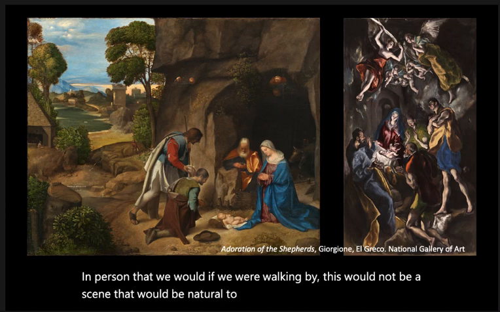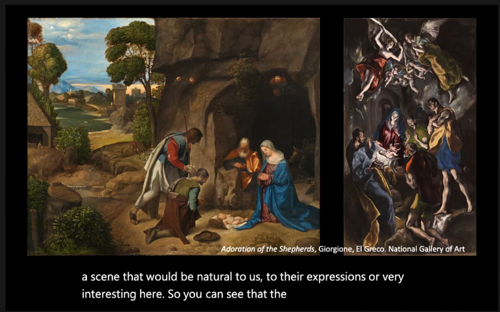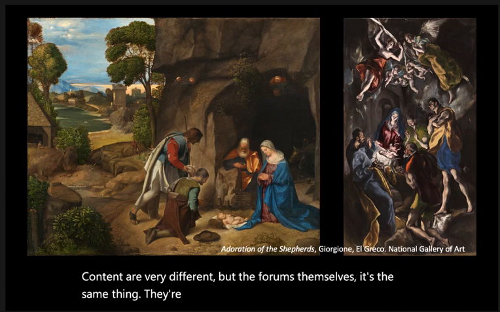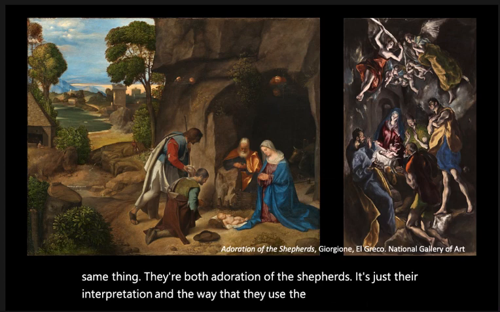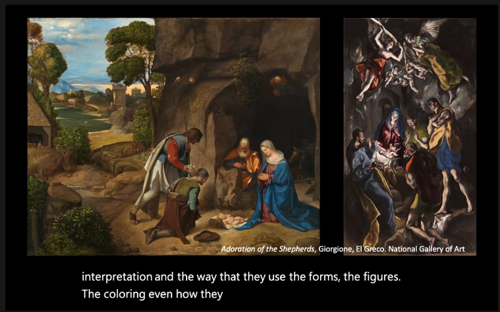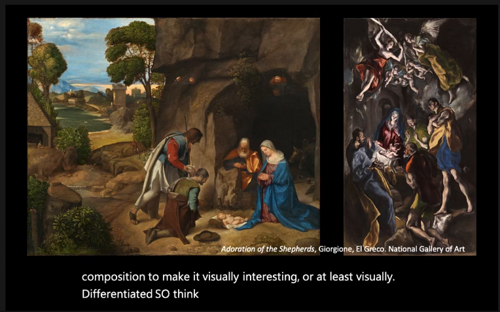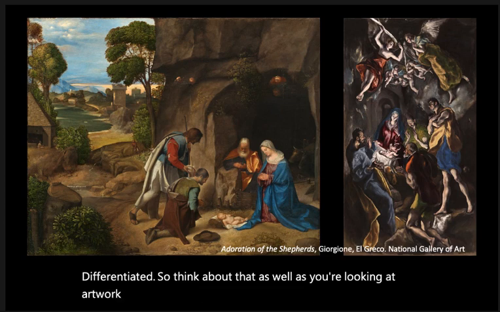So their expressions are very interesting here. You can see that the differences in content are very different, but the forms themselves, it's the same thing. They're both Adoration of the Shepherds. It's just their interpretation and the way that they use the forms, the figures, the coloring, even how they arrange those forms within the composition to make it visually interesting, or at least visually differentiated. So think about that as well as you're looking at artwork and thinking about art and its meaning.